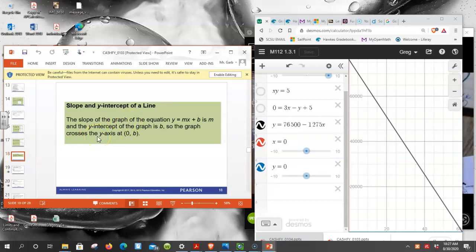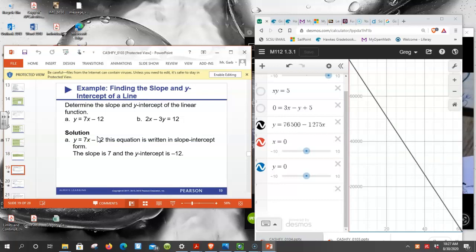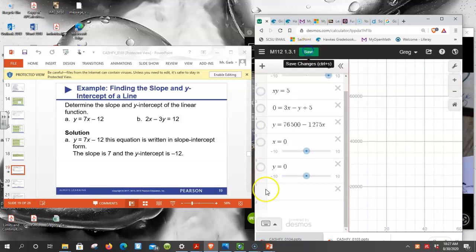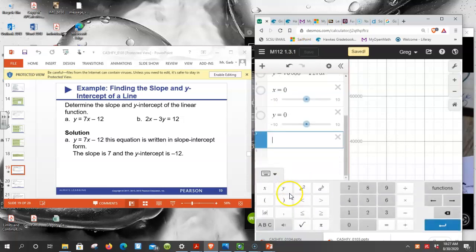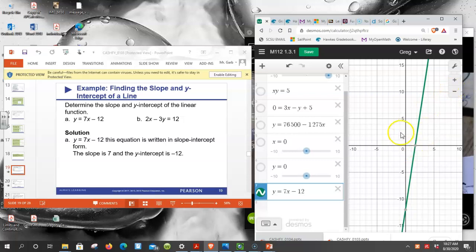So you think about slope-intercept form. M is the slope. B is the y-intercept. Sorry about that. So determine the slope. Well, we can plug that in here. So we have something like y equals 7x minus 12. We hit the home button so those numbers relate to what we're doing. Home always brings us back, so we don't have to zoom again. So slope's going to be 7. It's the number before the x.